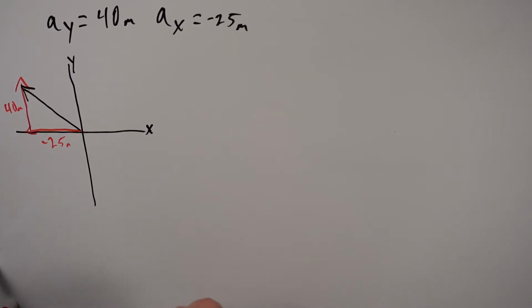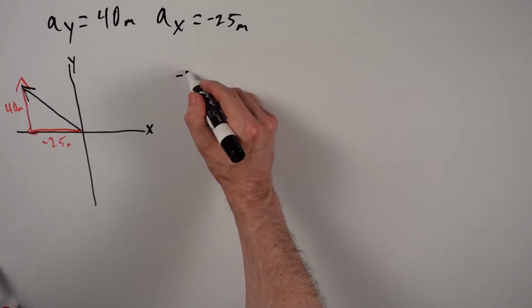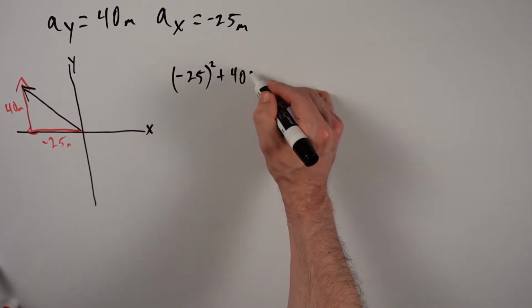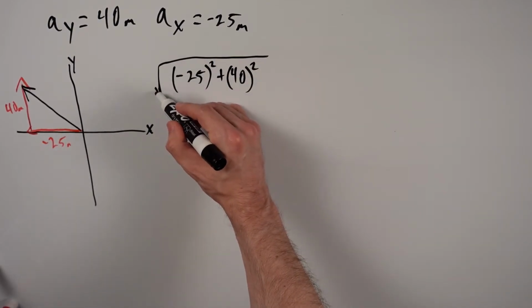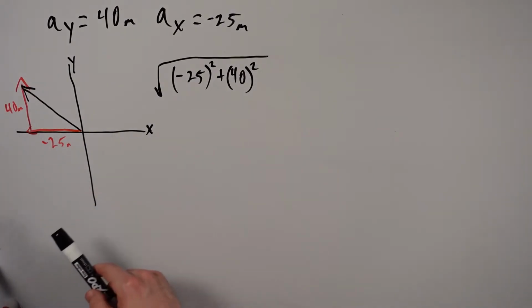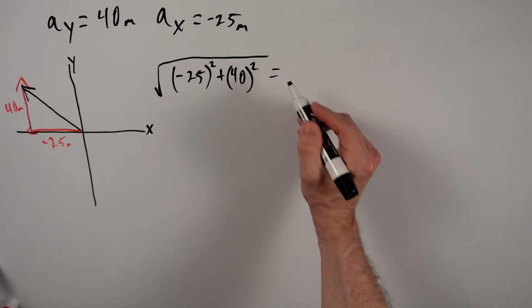So from this, we're just going to use our Pythagorean theorem. So all we need to do is take negative 25 squared plus 40 squared and square root that. So that just comes from the simple points of we have the two sides of the triangle. We know the hypotenuse is what this equals. Put the equal sign on this side.